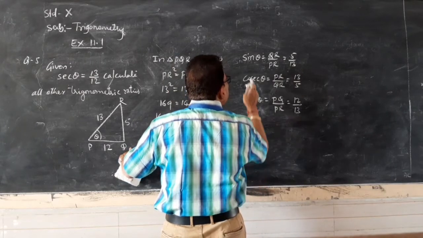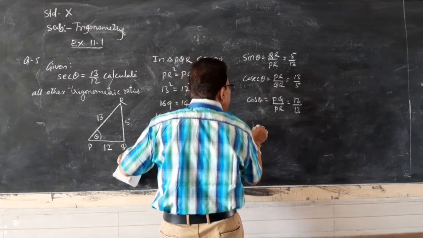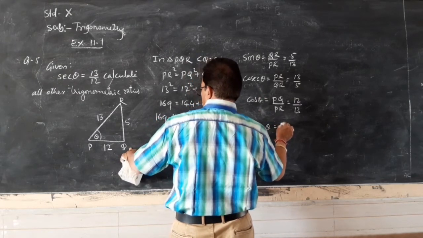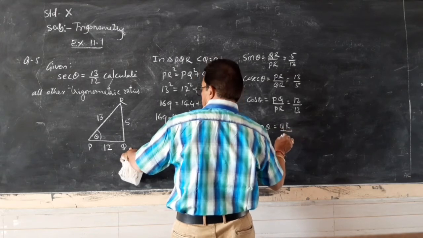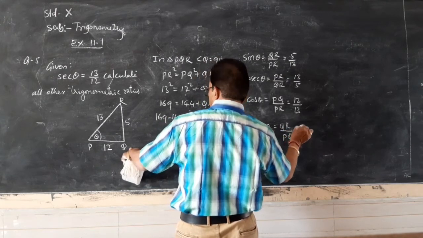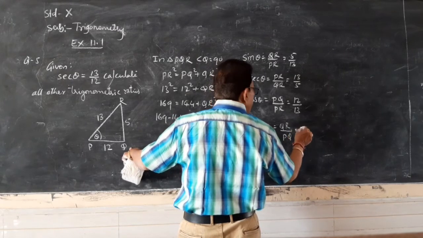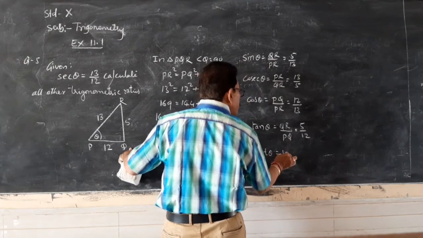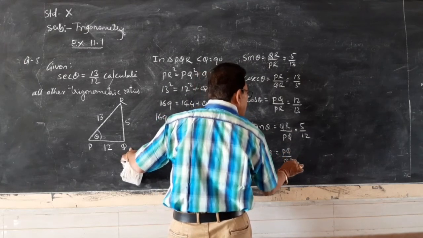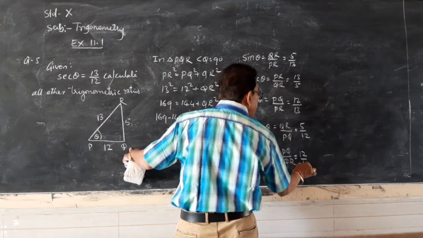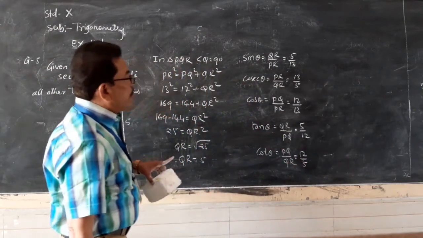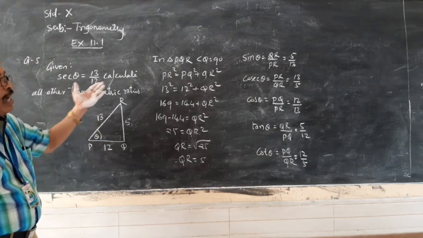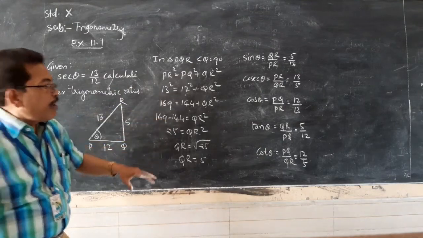Then tan theta equals opposite side QR divided by adjacent side PQ, that is 5 by 12. Then cot theta equals PQ divided by QR, which equals 12 by 5. See, 5 ratios we have calculated. The sixth one is here. Main ratios sin theta, cos theta, tan theta we have calculated.